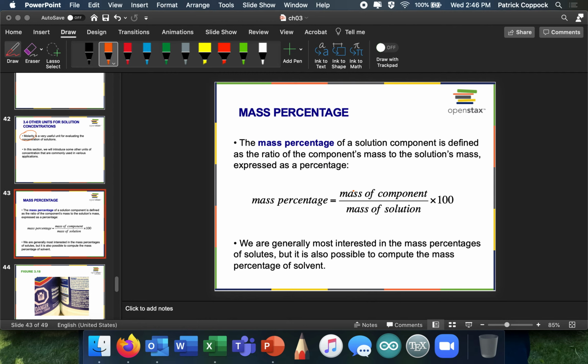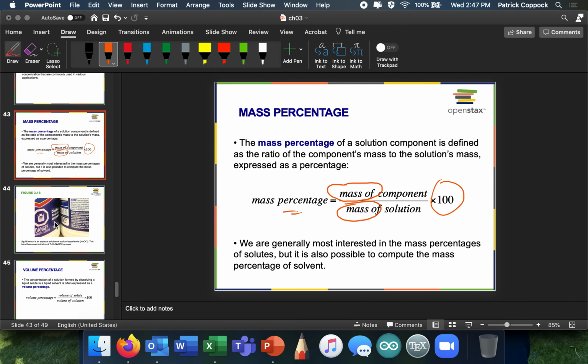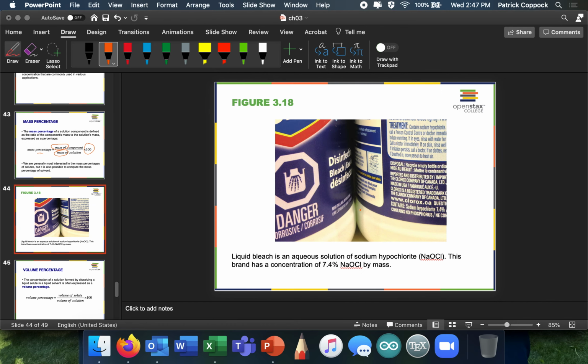If you go back to your SAT days, when you were practicing for the SAT, or not, then a mass percent is simply the mass of the part over the mass of the whole. And if it's a percent, we multiply by 100. So mass percent is a mass per mass. And here's an example of a mass percent.